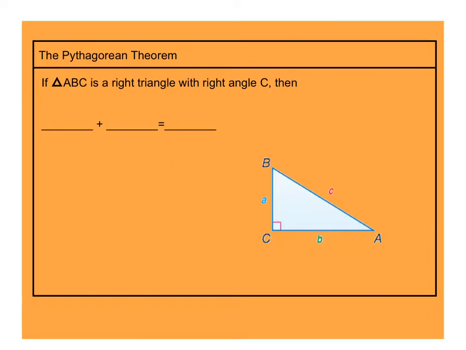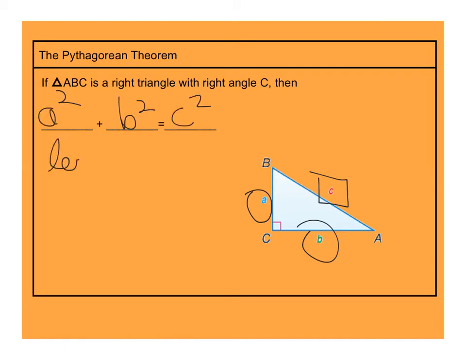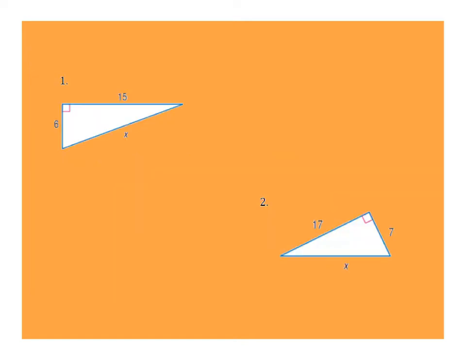Pythagorean theorem at its most basic premise is leg squared plus leg squared equals hypotenuse squared. So a squared plus b squared equals c squared, where this is called a leg, this is called a leg, and this is your hypotenuse. So that's kind of what you're dealing with.